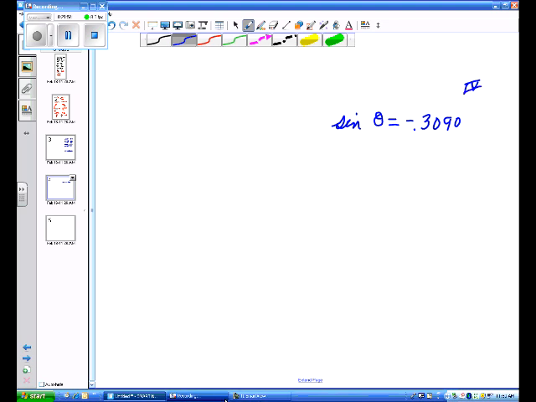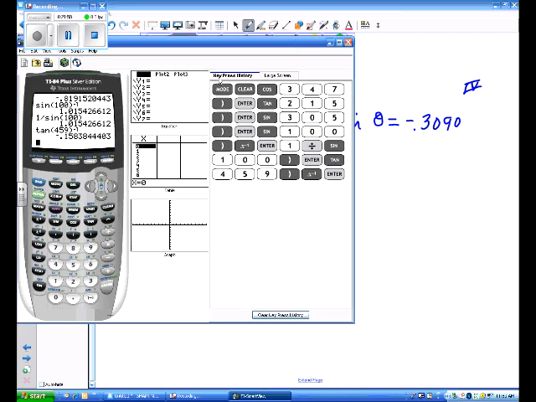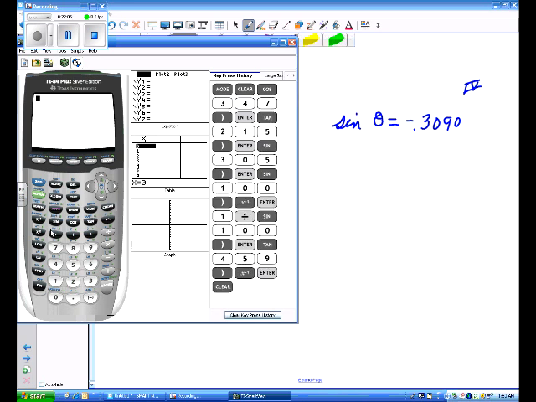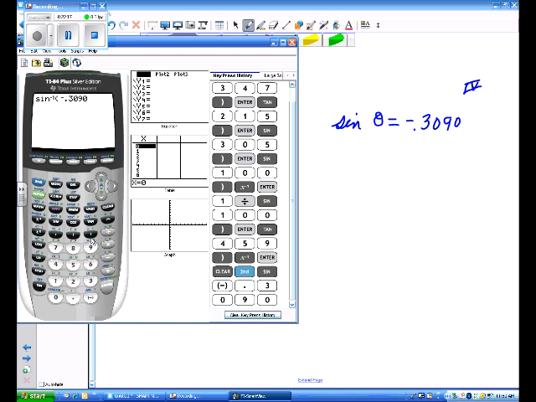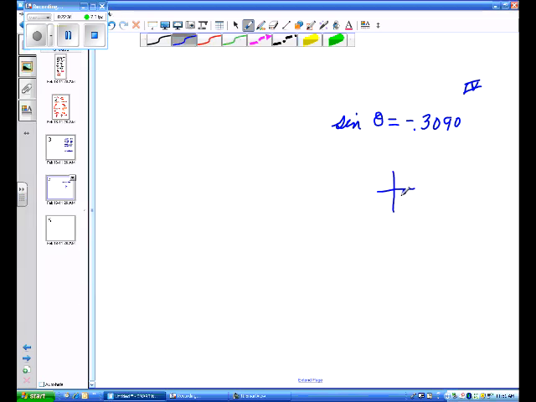Okay, we'll go to our calculator. Now remember, when you're looking for an angle, you do the inverse sine. So we're going to do second sine, and then we can put in our negative 0.3090. Close our parentheses, enter. Now, it gave us negative 17.99, or negative 18 degrees. And negative 18 degrees is in the fourth quadrant.